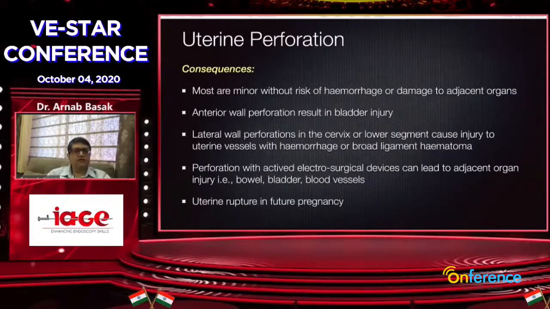And what are the consequences? Most of them will be minor without risk of hemorrhage. Anterior wall perforation can lead to bladder injuries. Lateral wall perforations are more dangerous, leading to uterine vessel hemorrhage or broad ligament hematoma. And perforation with activated electrosurgical devices, this is the most critical one. We have to think about bowel injury, bladder injury, blood vessels, and uterine rupture is a later consequence.